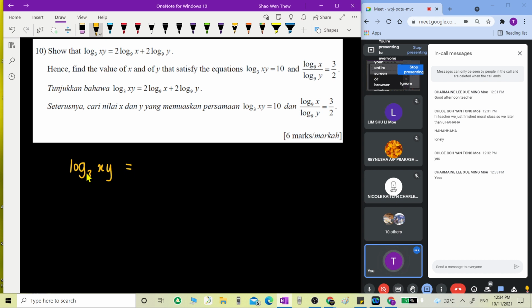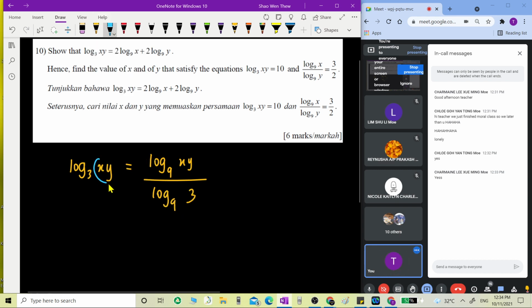So what you need to observe is the base. Original is base 3, but the right hand side you observe is base 9. So it means that we need to change the 3 into 9. Here you know the formula, right? Log 9 xy over log 9 3. This one you put at the top, this one you put at the bottom. The base you choose the suitable one, in this case we choose 9. This one the top, this one the bottom. And then we try to simplify so that we can get the answer just like the right hand side.